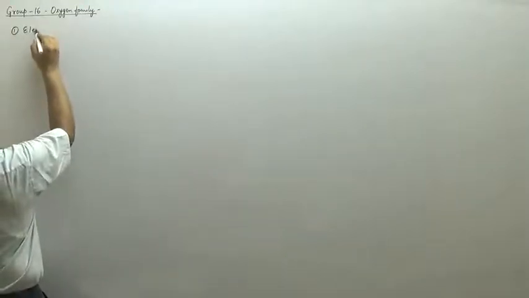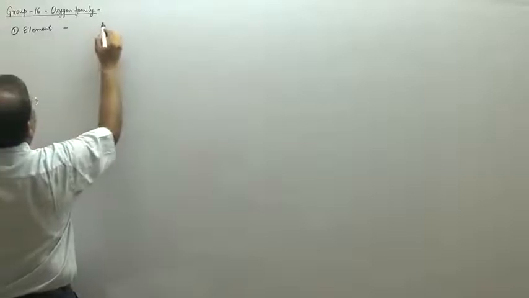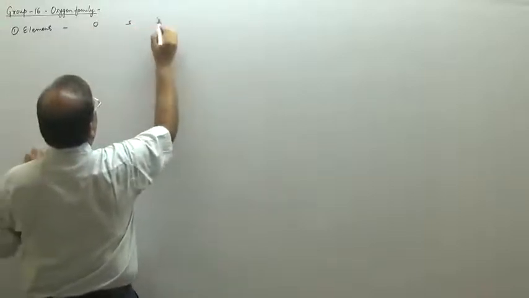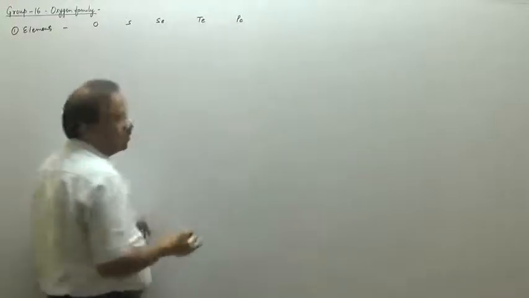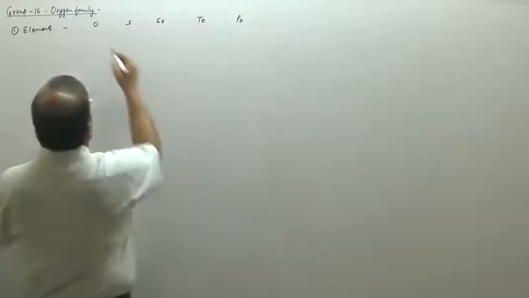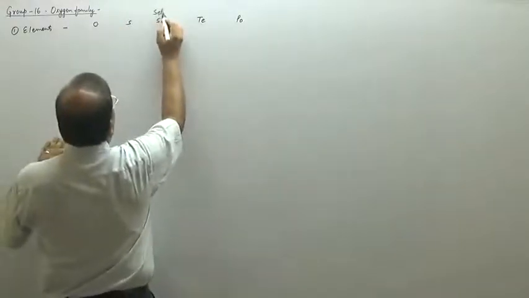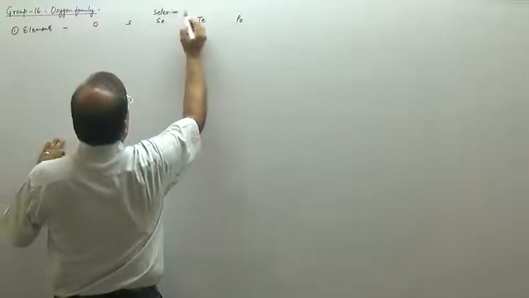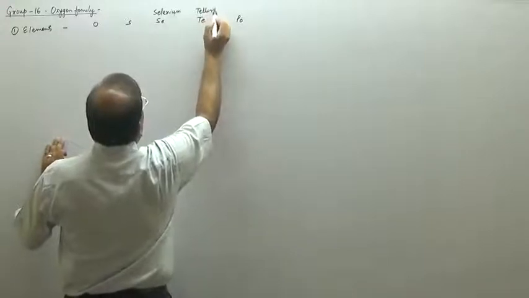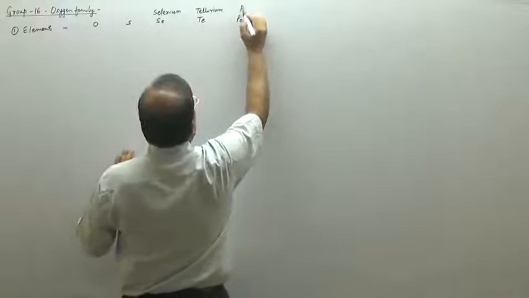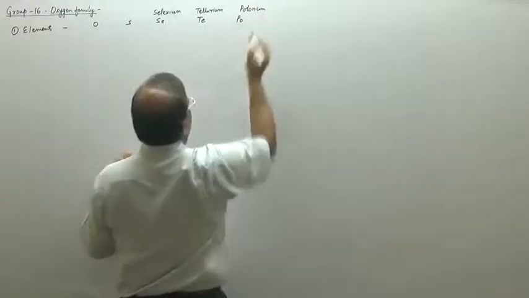Now, the elements present in this group are oxygen, sulfur, selenium, tellurium and polonium. These are the elements which are present in this group.